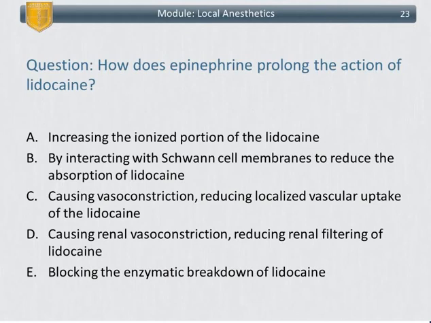How does epinephrine prolong the action of lidocaine? That's the question. And the possible answers: A, increasing the ionized portion of the lidocaine. B, interacting with the Schwann cell membranes to reduce the absorption of lidocaine. C, causing vasoconstriction, which reduces localized vascular uptake of the lidocaine. D, causing renal vasoconstriction, reducing renal filtering of the lidocaine. E, blocking the enzymatic breakdown of lidocaine. The answer is vasoconstriction, which reduces localized vascular uptake of the lidocaine.